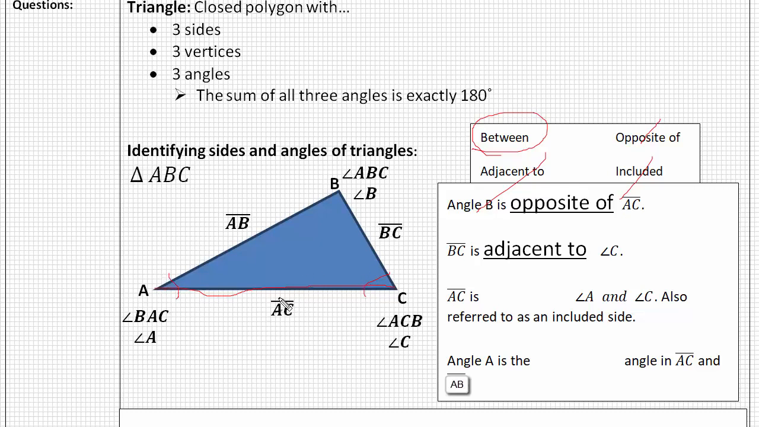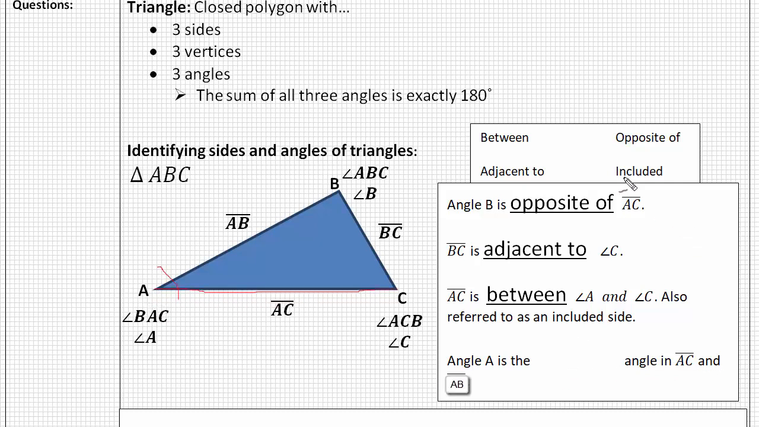Because angle A is here, angle C is here, and line segment AC is in between those, connecting those two angles together. So let's fill that in as well. So what must go in our last blank? Angle A is the blank angle in line segment AC and line segment AB.